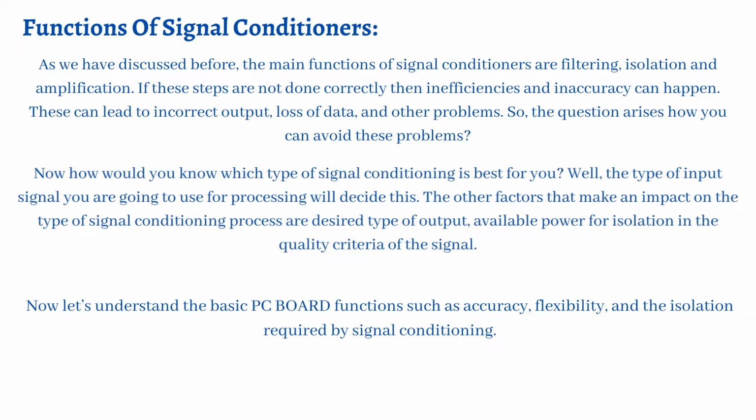Now, how would you know which type of signal conditioning is best for you? Well, the type of input signal you are going to use for processing will decide this. The other factors that make an impact on the type of signal conditioning process are the desired type of output, available power for isolation, and the quality criteria of the signal. Now let's understand the basic functions such as accuracy, flexibility, and the isolation required by signal conditioning.